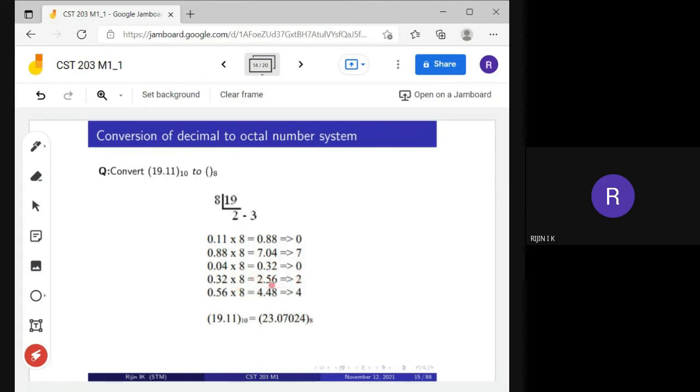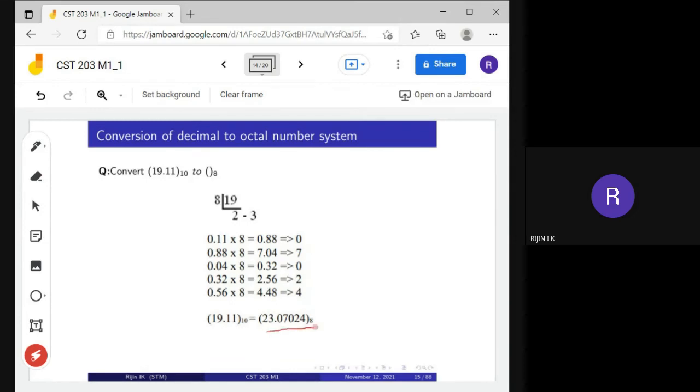Then 0.56, you need to perform multiplication with 8, you will get 4.48. So collect the 4. For performing this conversion of a decimal number to octal or whatever it is, try to find at least 4 or 5 numbers after the decimal point. Then collect these numbers from top to bottom: 0, 7, 0, 2, 4.